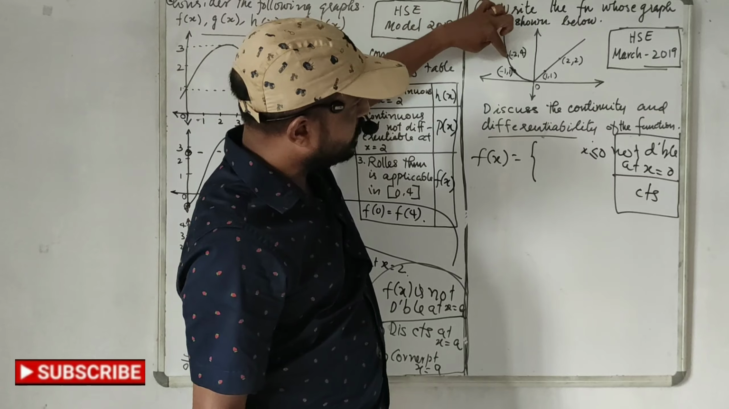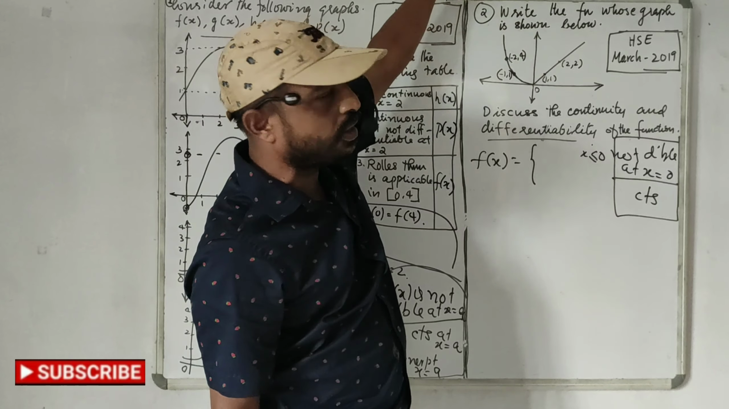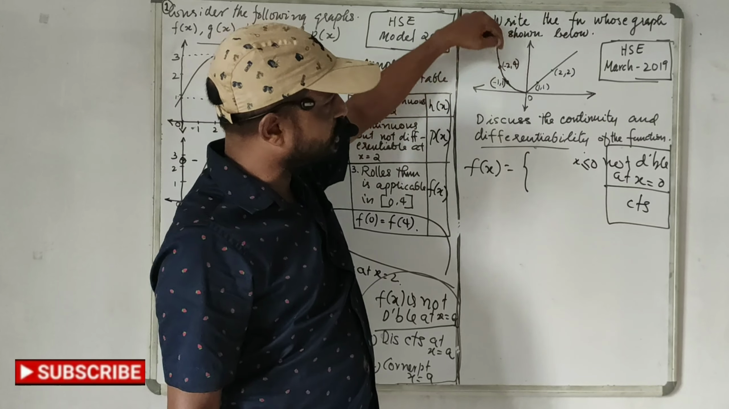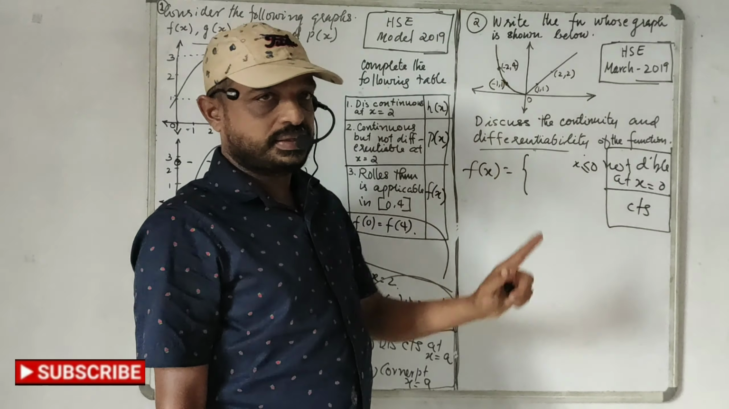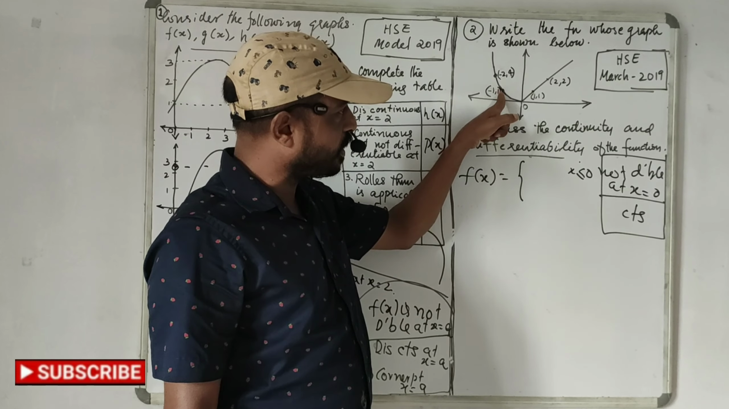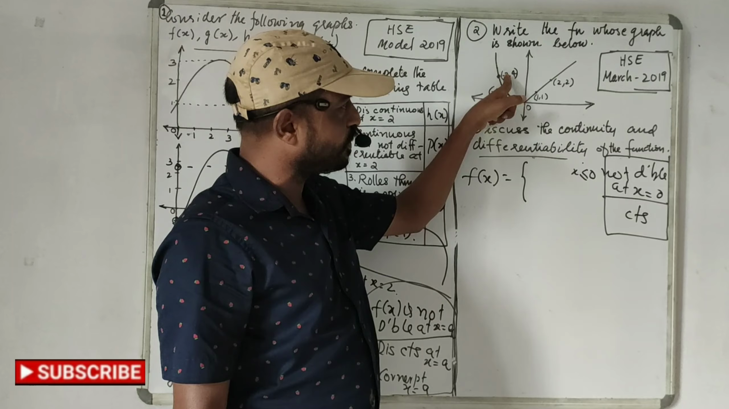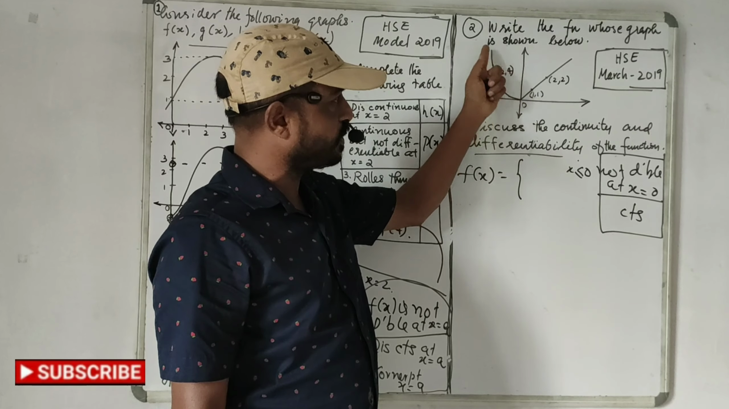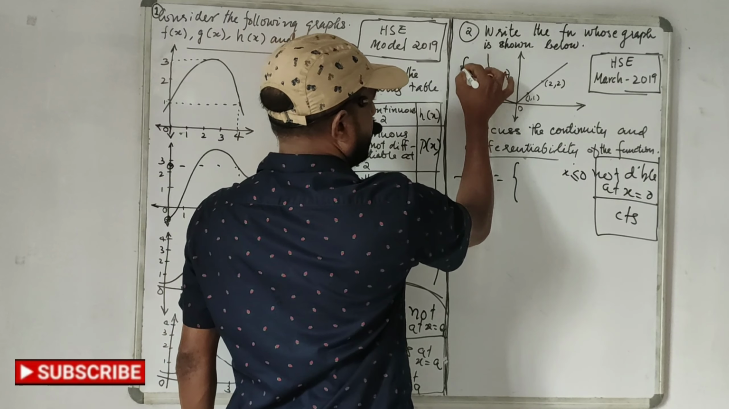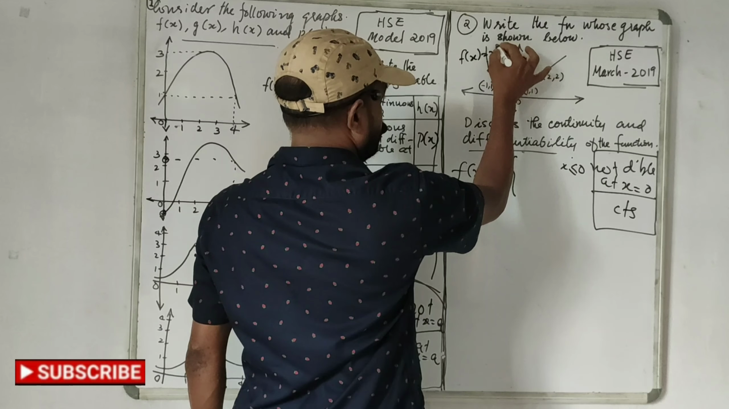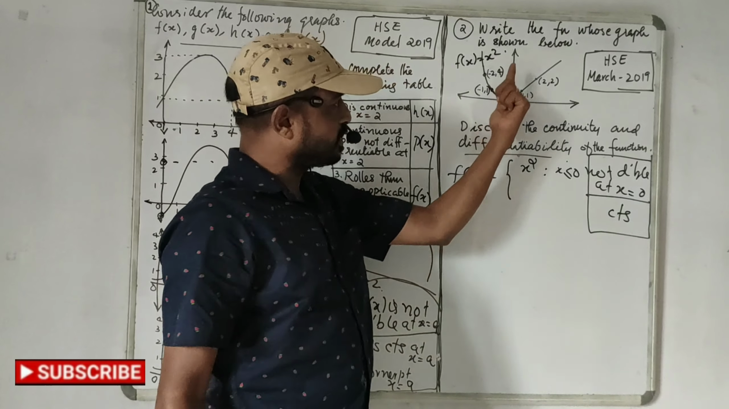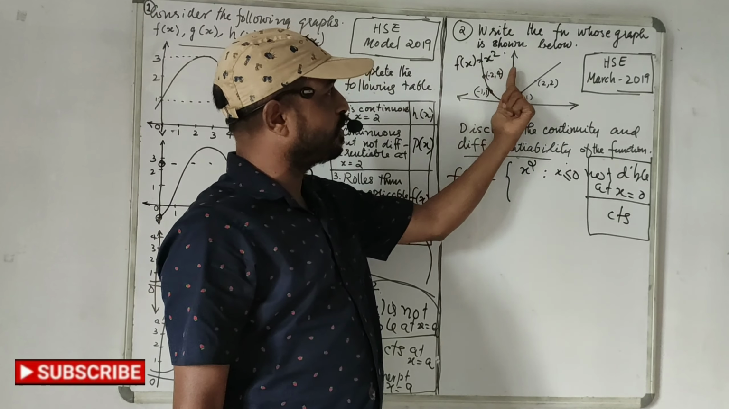And again, this is a part of a parabola open upwards. See, what is the equation of the parabola which is open upwards? It is f of x is equal to x square. So f of minus 1 is minus 1 square, that is plus 1, and f of minus 2 is minus 2 square, that is plus 4. So what is the equation of this graph? f of x is equal to x square. So f of x is equal to x square when x is less than or equal to 0.